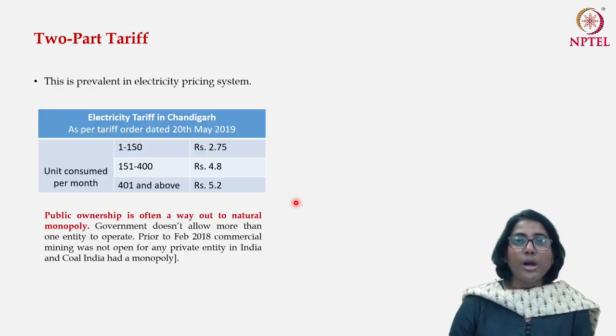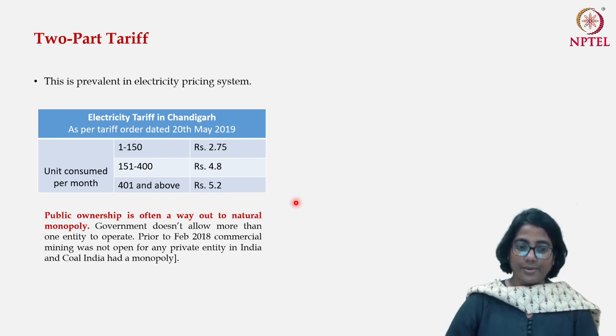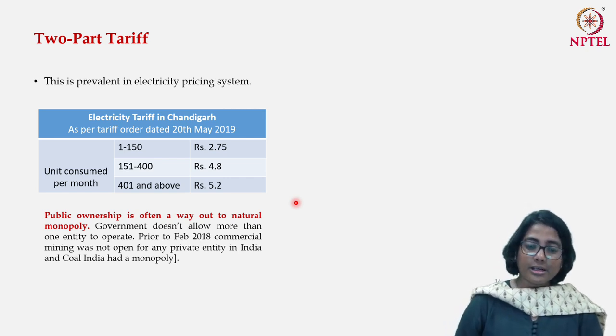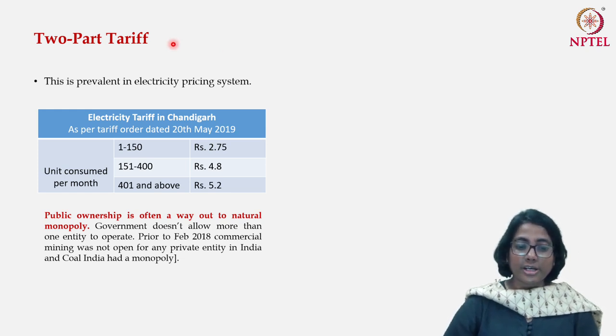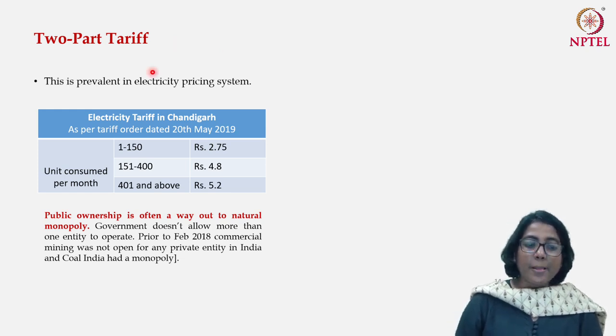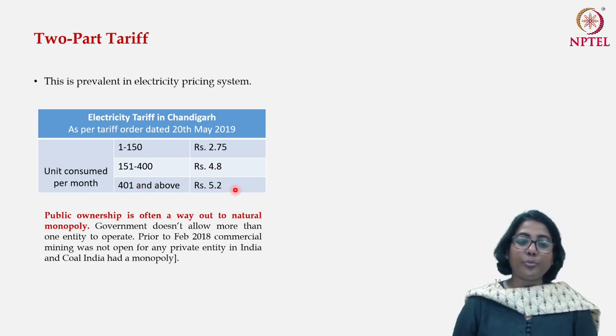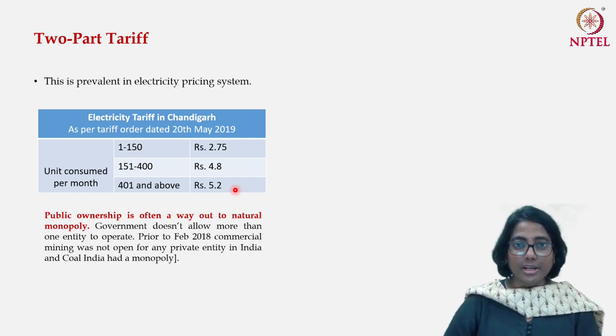In India, what do we do? In India, we do it in this way. So we have taken the electricity tariff in Chandigarh. This is the recent tariff. So see, there are slabs. If your electricity consumption is from 1 to 150, then per unit you pay 2.75 rupees. If it is between 151 and 400, you pay 4.8 rupees per unit. And if it is above 400 units per month, then you pay 5.2 rupees per unit.